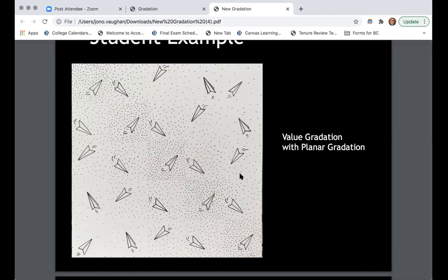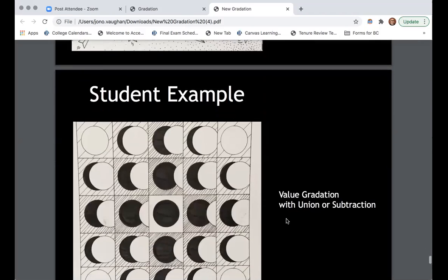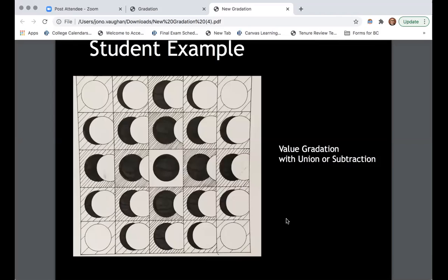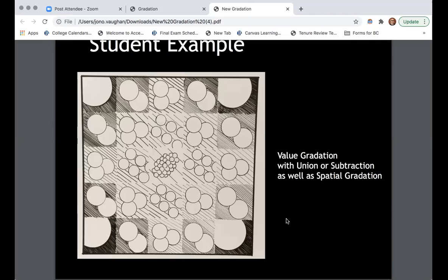I'm afraid I don't remember the student's name, but they chose to do paper planes, and then in the background they did the distribution of points as a way to create value. Here's another student example with union or subtraction. And another one.